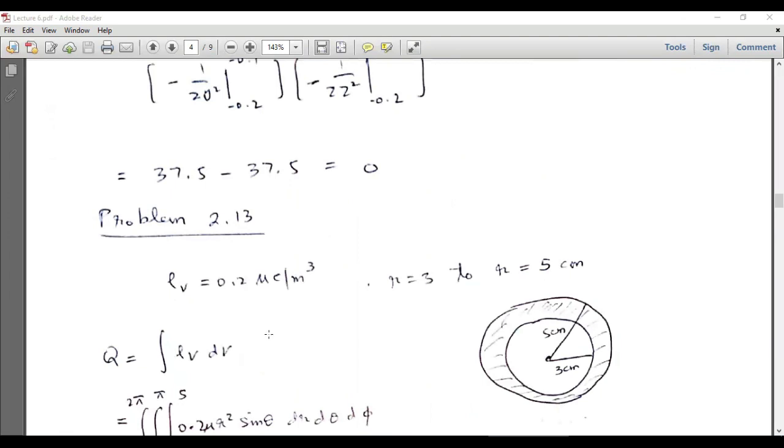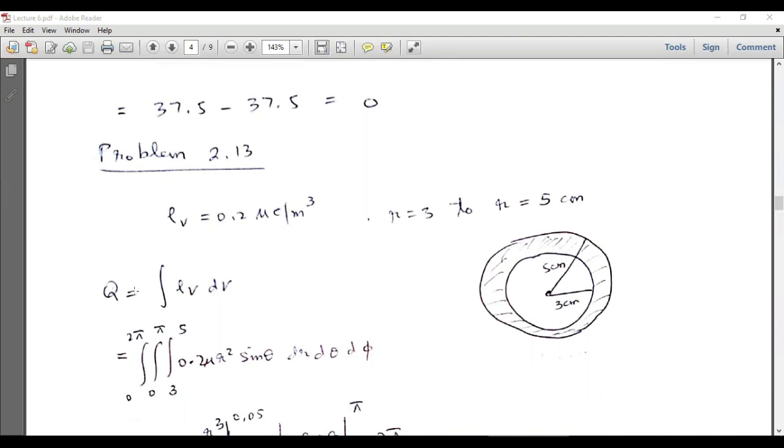And in the second example, we have to calculate the total charge in the first part, and we are given the volume charge density as 0.2 microcoulombs per meter cube, and this is the region which is given over here, and in this region the volume charge is present. So r is equal to 3 to r is equal to 5. So r is a spherical variable, so we will have two spherical surfaces. One surface is r is equal to 3 centimeter, second surface is r is equal to 5 centimeter, and in between these two surfaces we will have the volume charge.